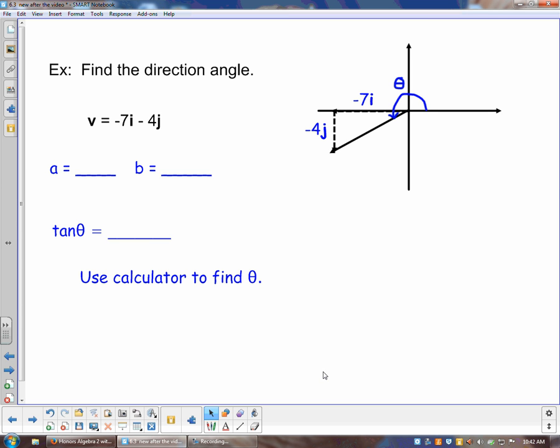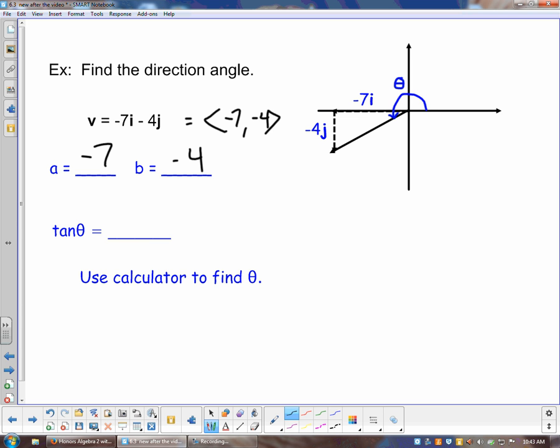Okay, so let's take a look at this problem. Find the direction angle. Vector v is negative 7 times the standard unit vector i, minus 4 times standard unit vector j. So I need you to tell me what is the a and what is the b in this problem. Is this one on your gift? Yes. Okay, Paul. Your a is negative 7, and b is negative 4. Because this right now is written as a combination of standard unit vectors, but it could have been written in component form as negative 7, comma, negative 4.